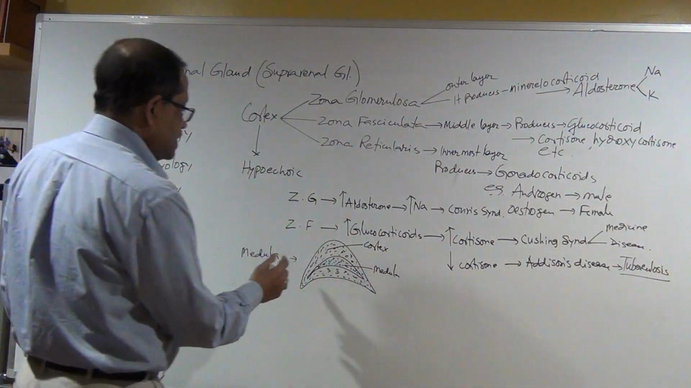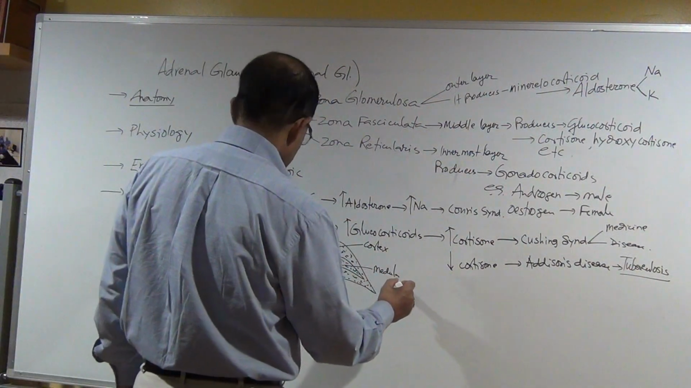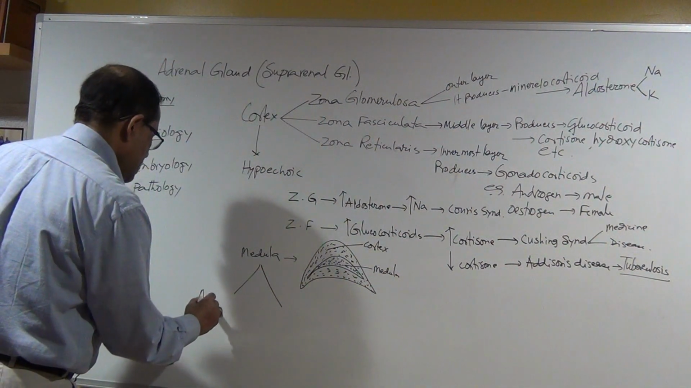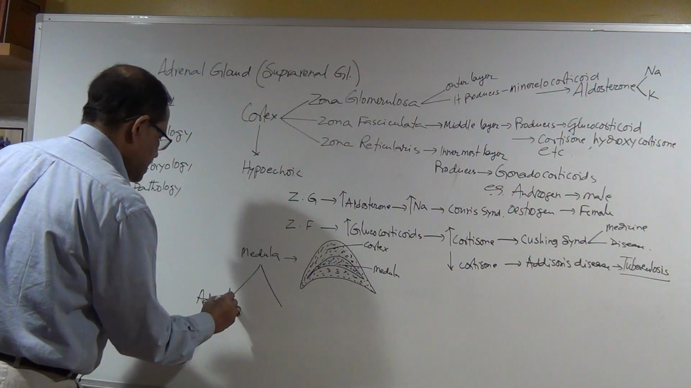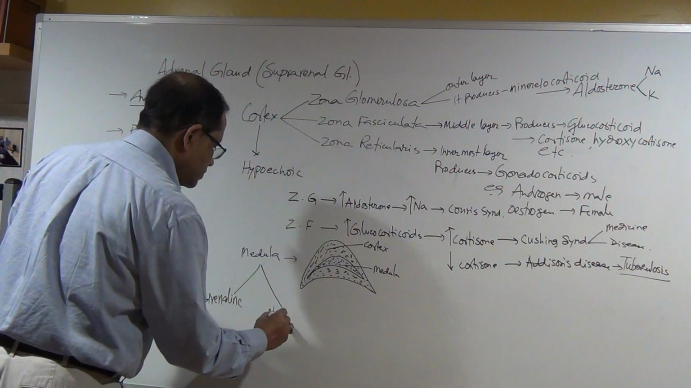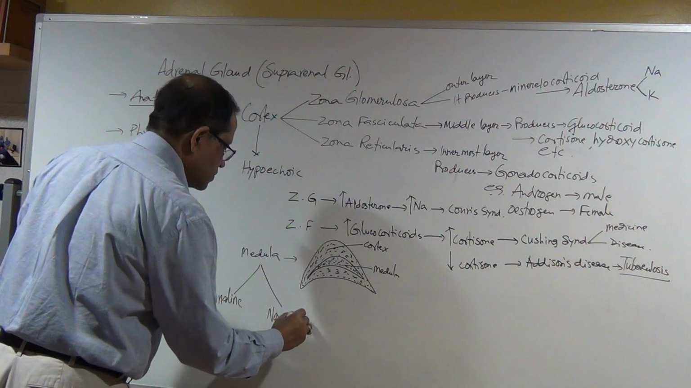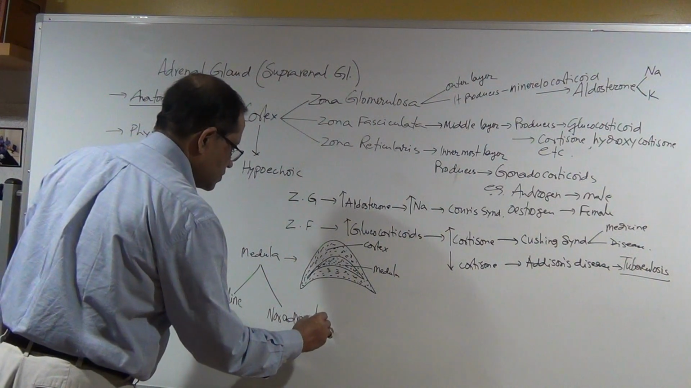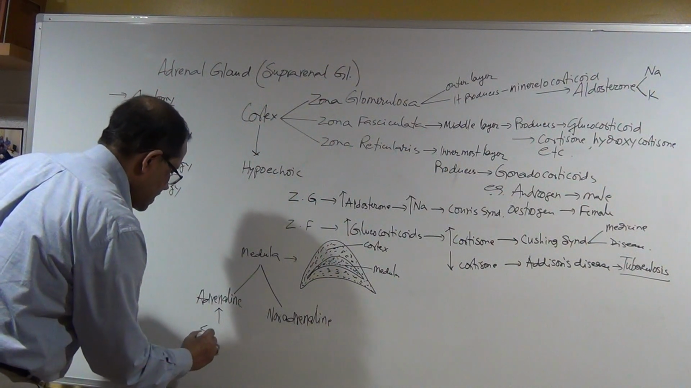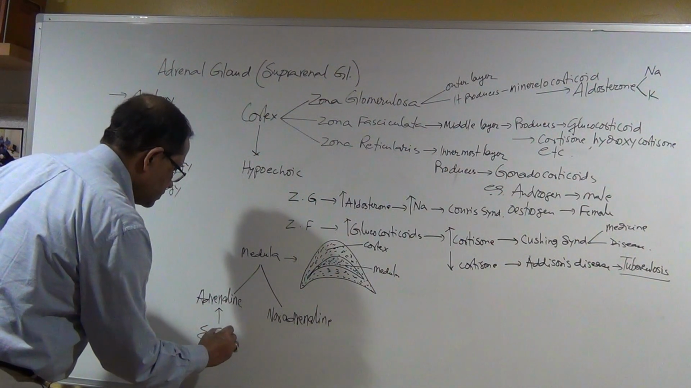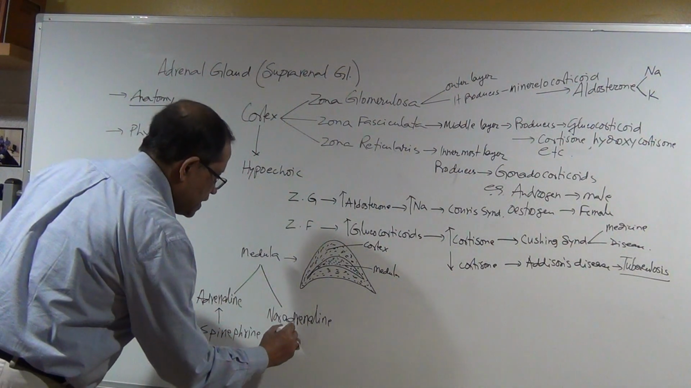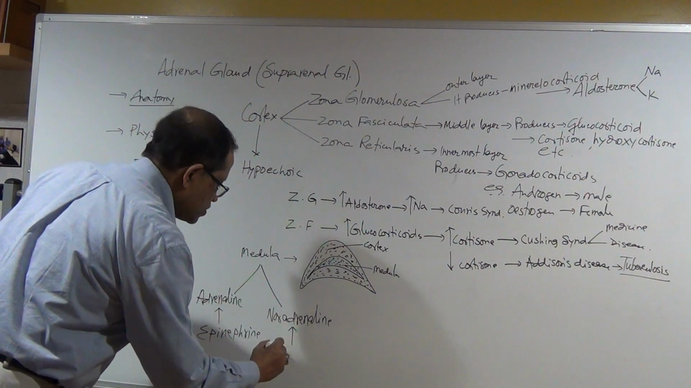Okay, so now this medulla produces adrenaline and noradrenaline. Another name of the adrenaline is epinephrine. And another name of noradrenaline is norepinephrine.